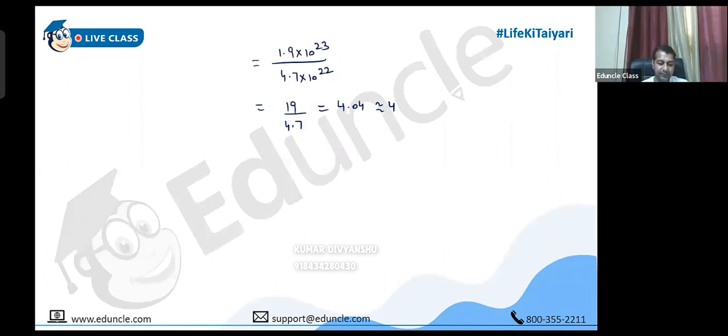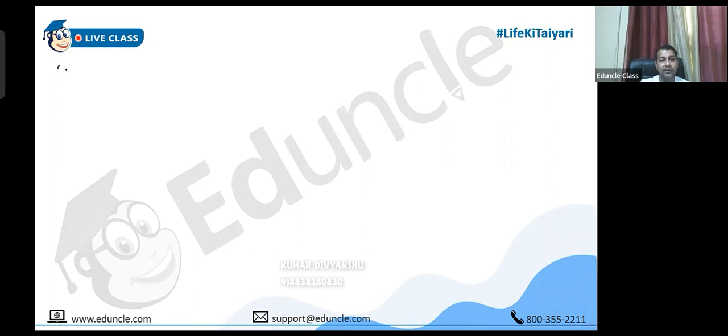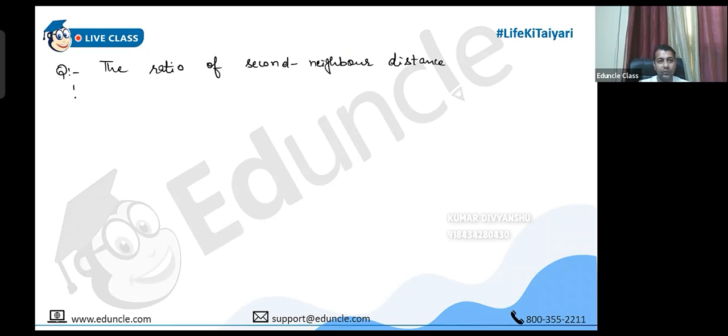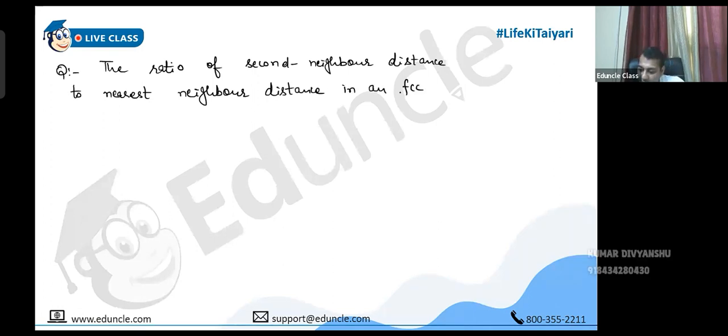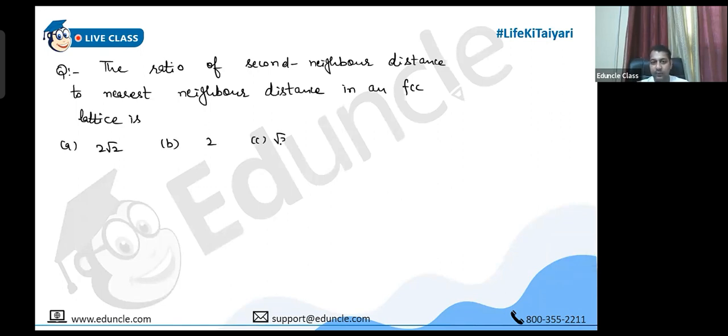Now, let us see. I told you about the distance also, d_hkl. So now we can discuss the questions based on that. But first of all, this question is from IIT JEE, and I need to discuss this. Let us see how many of you remember this. The ratio of second neighbor distance to nearest neighbor distance in an FCC lattice, and the options are 2 root 2, 2 root 3, root 2. And this is from IIT JEE 2008.